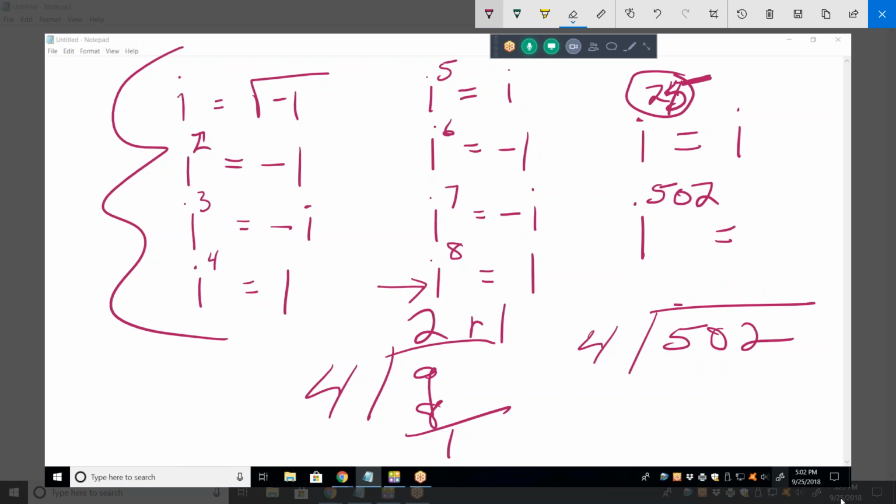First of all, 4 goes into 5 once. Multiply by 4, subtract, bring down the next thing. 4 goes into 10 twice. Multiply 2 times 4, subtract, bring down the next term. 4 goes into 22 5 times. But then when I multiply it, I get a remainder of 2.